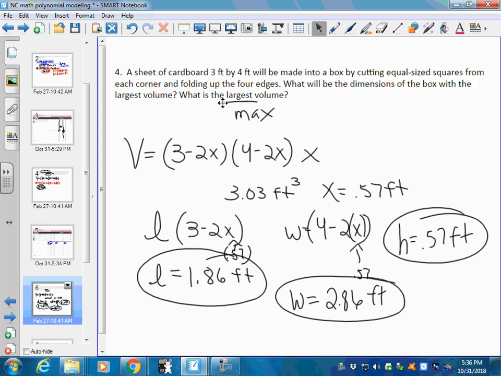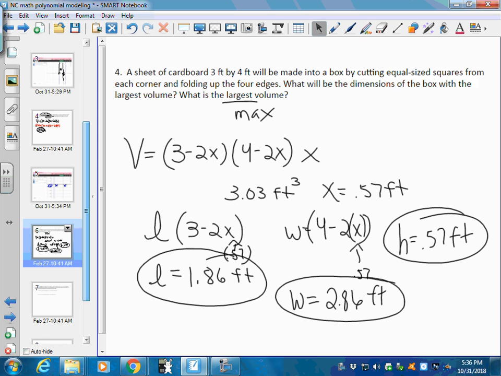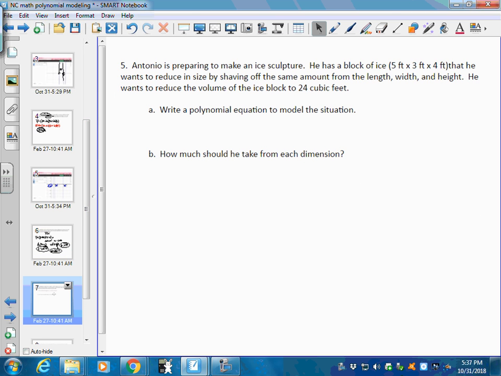Okay, now we're going on the back. Now these are different. We set up the box problem so we can look at anything they throw at us. Antonio's preparing to make an ice sculpture. He has a block of ice, 5 by 3 by 4, that he wants to reduce in size by shaving off the same amount from the length, width, and height. He wants to reduce the volume of the ice block to 24. So we know the volume's got to equal 24, and we know we're taking the same amount off of the ice, okay? So write a polynomial equation to model this.